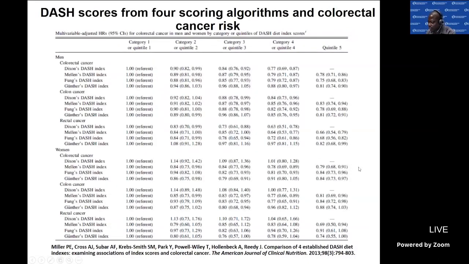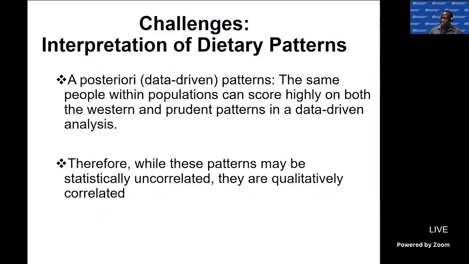There's a lot of data on this slide, but the main takeaway is the consistency in the associations between the DASH scores calculated using different scoring algorithms and colorectal cancer risk. The evidence is pretty consistent that higher adherence to the DASH dietary pattern is associated with lower risk of colorectal cancer. The other challenge is about interpretation of dietary patterns.